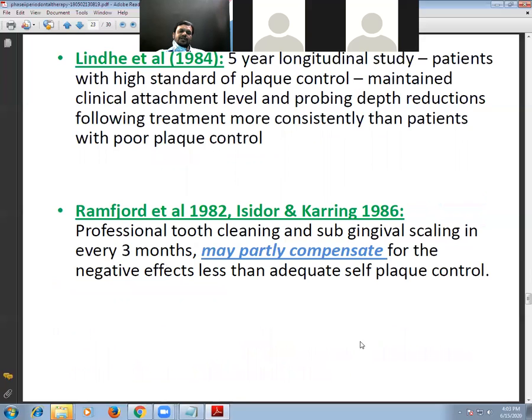Lindhe was the author who performed a 5-year longitudinal study. The patients with high standard of plaque control maintained clinical attachment levels and probing depth reduction following treatment more consistently than patients with poor plaque control. If the patient has poor plaque control, the patient is more liable for recurrence of periodontal disease.